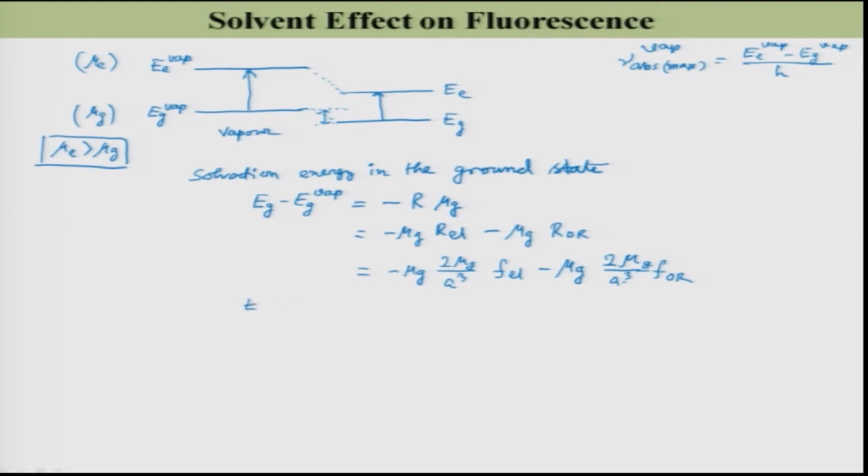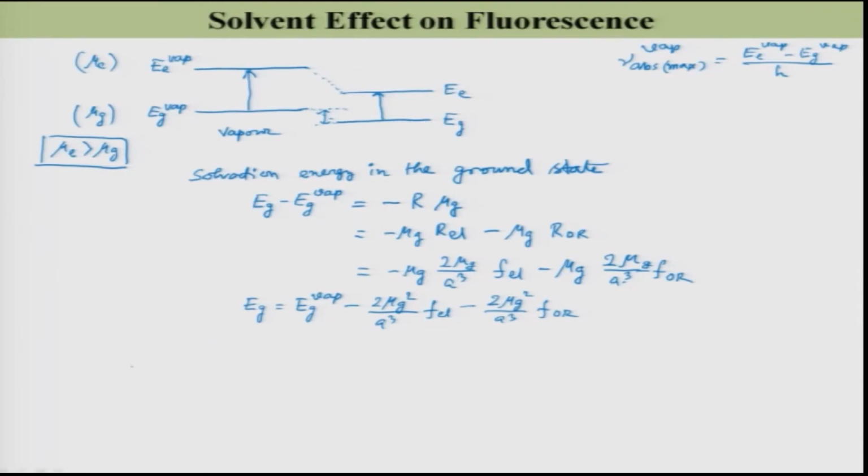So, I will just write it this way. E g equals E g vapor minus 2 mu g square by a cube f EL minus 2 mu g square by a cube f OR. So, I got this value of E g, right. Similarly, I am going to calculate the value of E E, right.